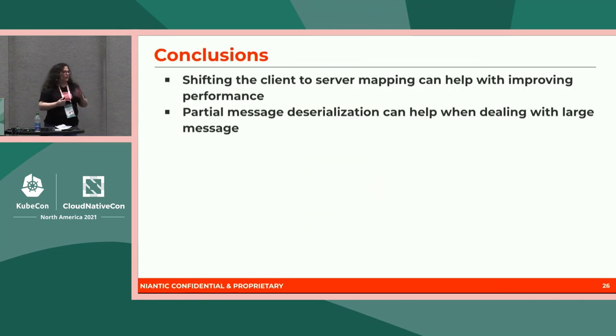I'm sorry that I talk fast, because I do tend to talk fast, but conclusions. In this case, we moved a lot of the computation and the logic that was maintained in the backend state and shifted it closer to where it's actually needed, which is where we are routing messages. It definitely improved performance. And then when we started to handle larger messages, we saw things are costing us more and take a bit more time. Then we started investigating partial message deserialization to help with large messages.